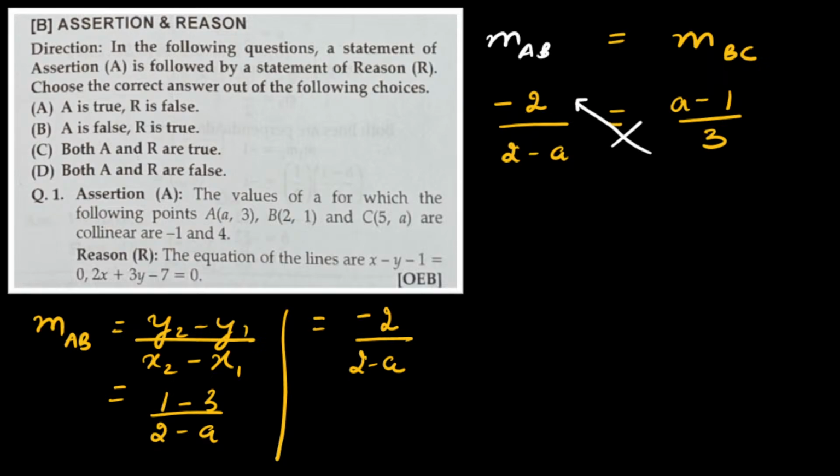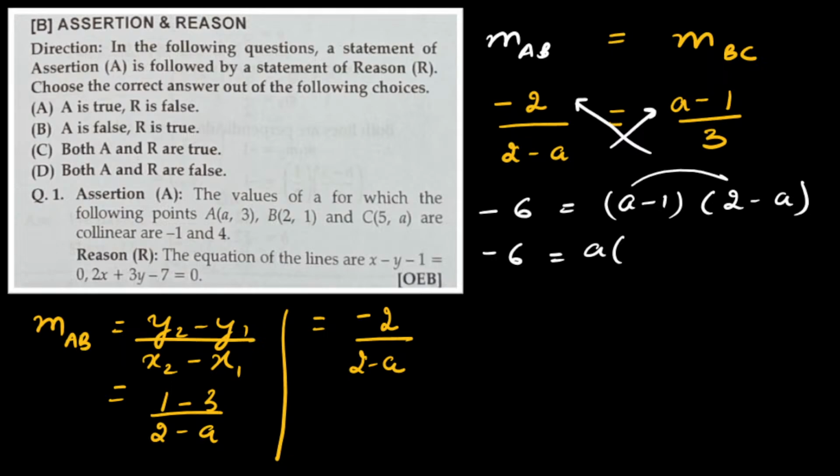Let's do cross multiplication now. So minus 2 into 3 will become minus 6. And here we can multiply A minus 1 into 2 minus A. So minus 6 is equal to this bracket multiplication we have to do. First term of first bracket, A, will multiply with both terms of the second bracket, 2 minus A, then the second term of the first bracket, minus 1, into the full second bracket will multiply.